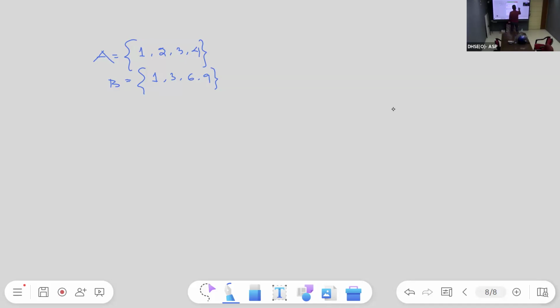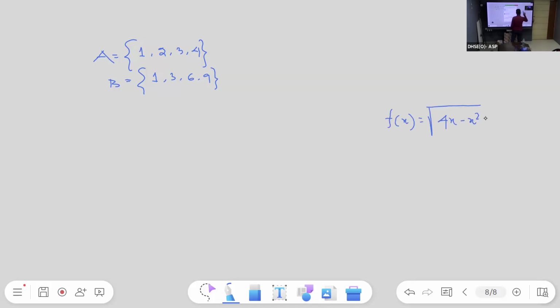I'm writing the question: f of x is equal to under root 4x minus x square. Is this true? This is the question. Okay. So do you know what is the domain of a function?